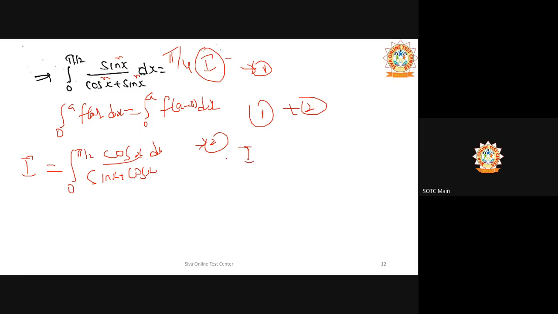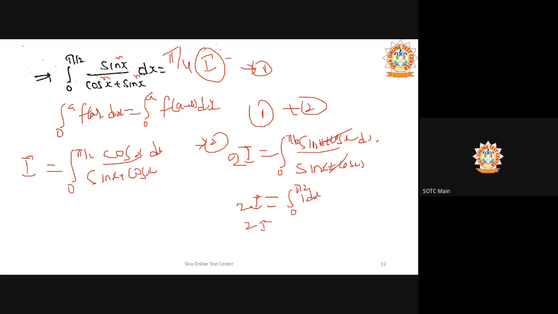I plus I, that is 2I, is equal to integration of 0 to pi by 2. So here sin x by cos x plus sin x, here cos x by sin x plus cos x. So LCM is cos x plus sin x, right? So numerator will come, just add sin x plus cos x dx. So these two will get cancelled. So 2I is equal to integration of 1 dx, 0 to pi by 2. So 2I is equal to integration of 1 dx will come what? That is x, right? So if you substitute in the place of x as pi by 2, it will come pi by 2 minus 0, it is pi by 2. What I will become? It is pi by 4.